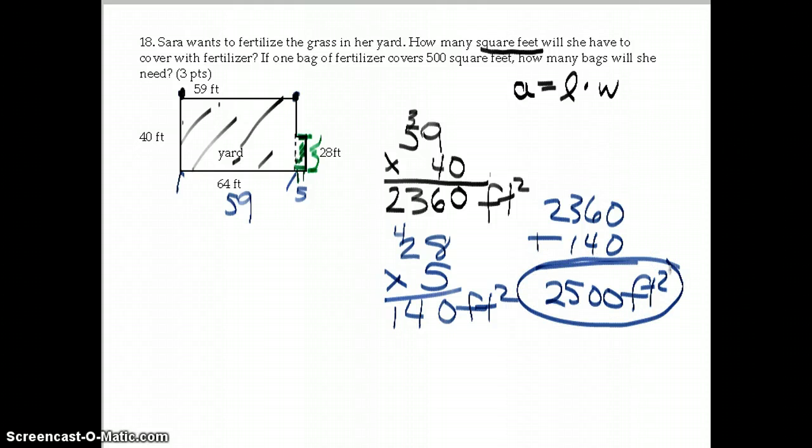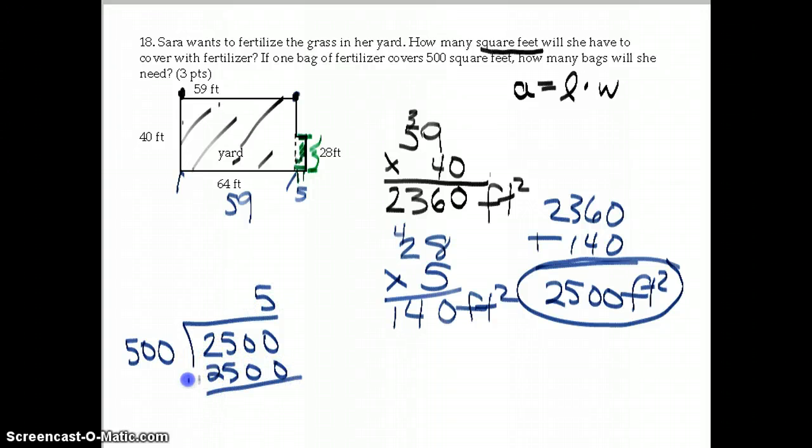How many square feet will she need to cover with fertilizer? So we know the square footage, the area of her yard. And then the last question is, if each bag of fertilizer covers 500 square feet, how many bags is she going to need? Well, she's got a total of 2,500 square feet, so we need to take our total, 2,500, and divide by 500 because each bag will cover 500 square feet. And 500 goes into 2,500 exactly 5 times with 0 remainder. So she needs exactly 5 bags of fertilizer.